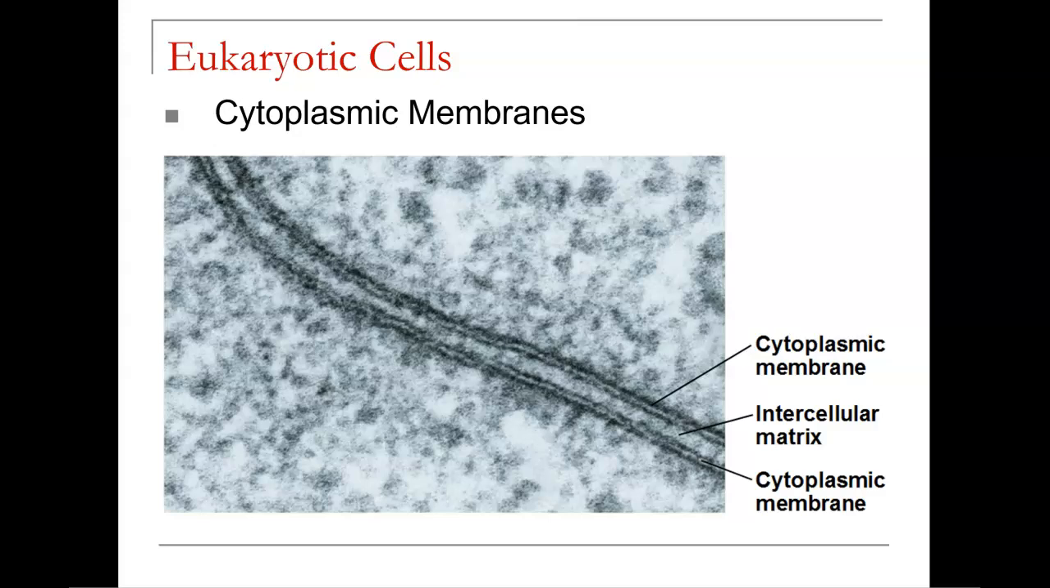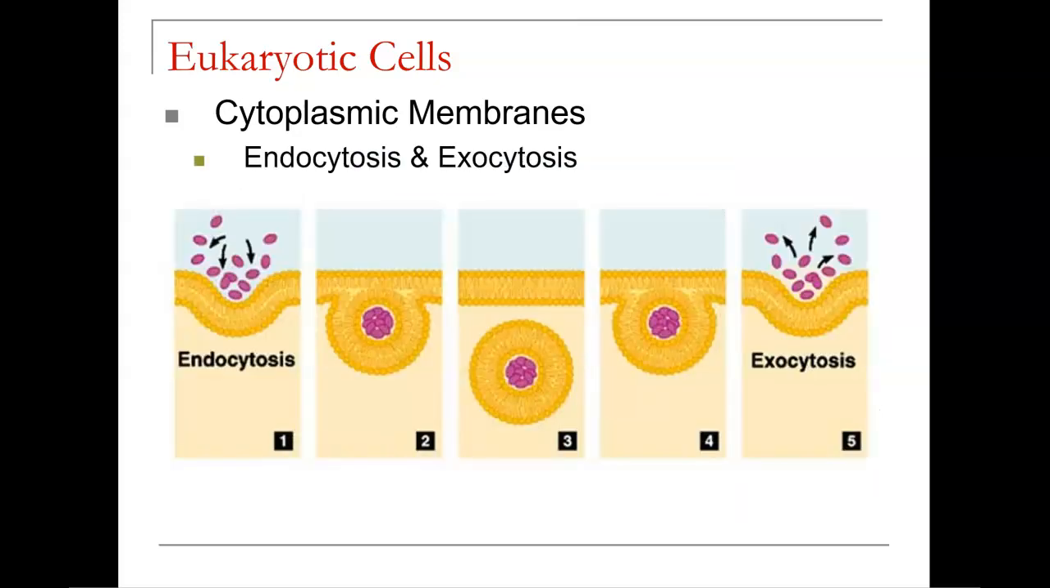Also, it can contain membrane rafts. These are going to be compartmentalized regions that specialize in specific functions such as cell signaling, protein sorting, and cell movement. So with this, when it controls movement, it controls what goes into and out of a cell. So we can have endocytosis and exocytosis.